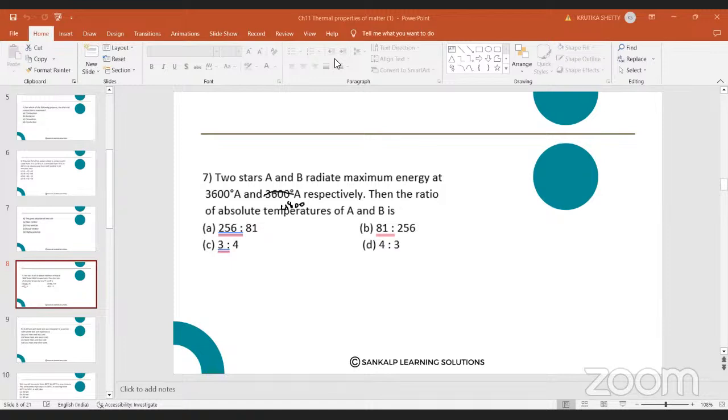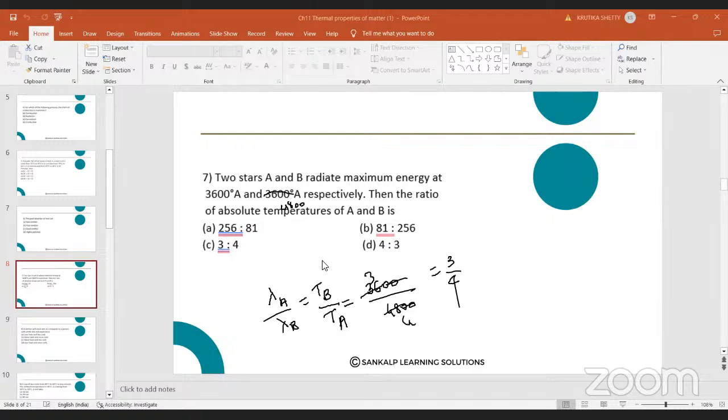Lambda is inversely proportional to temperature. That is lambda A by lambda B is equal to TB divided by TA, which is equal to 3600 divided by 4800. So these two zeros will get cancelled. So this is 3, this is 4, that is 3:4. So the ratio of absolute temperature is 3:4.